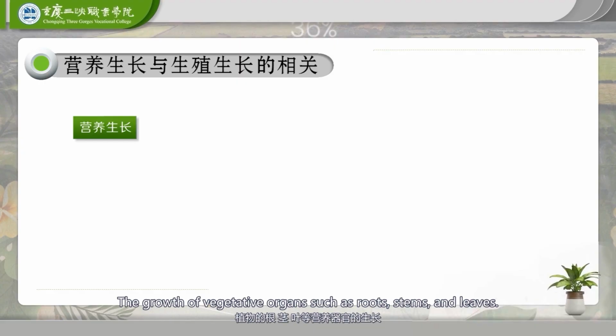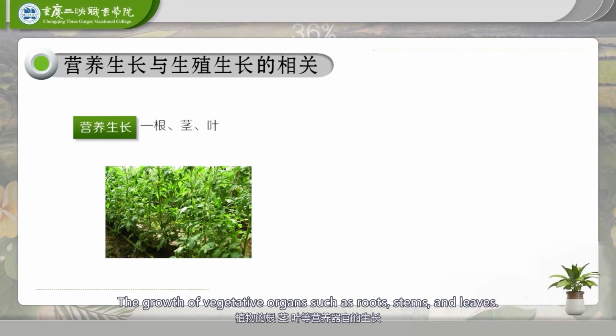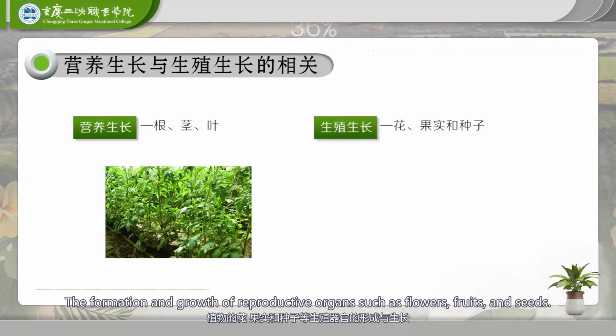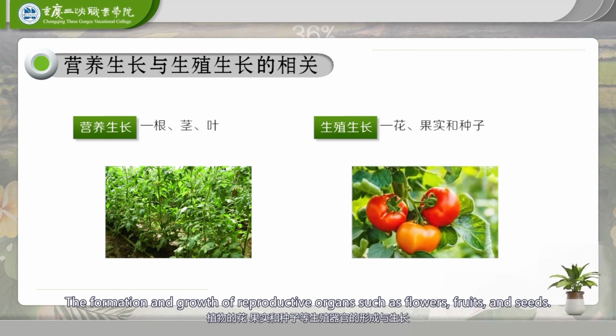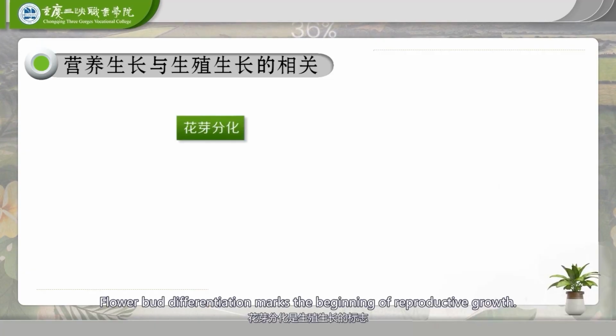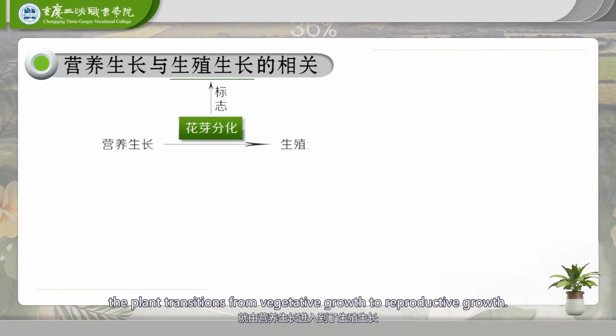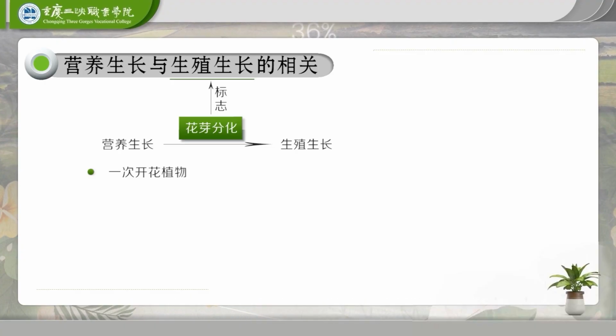4. Correlation between vegetative growth and reproductive growth. Vegetative growth, the growth of vegetative organs such as roots, stems, and leaves. Reproductive growth, the formation and growth of reproductive organs such as flowers, fruits, and seeds. Flower bud differentiation marks the beginning of reproductive growth. After flower bud differentiation, the plant transitions from vegetative growth to reproductive growth.